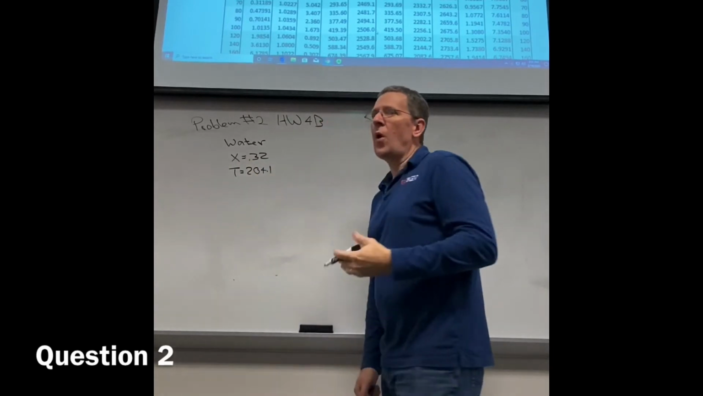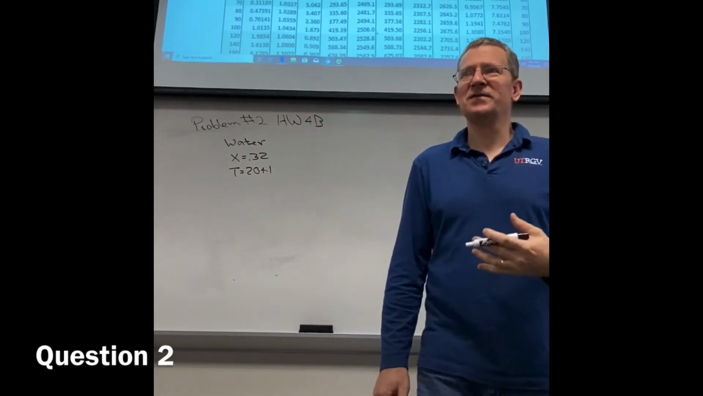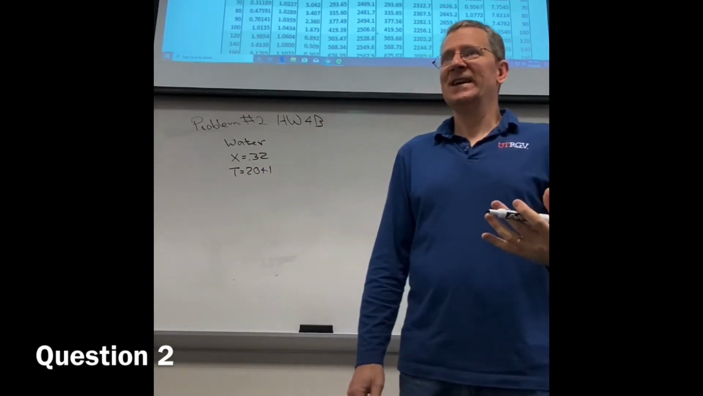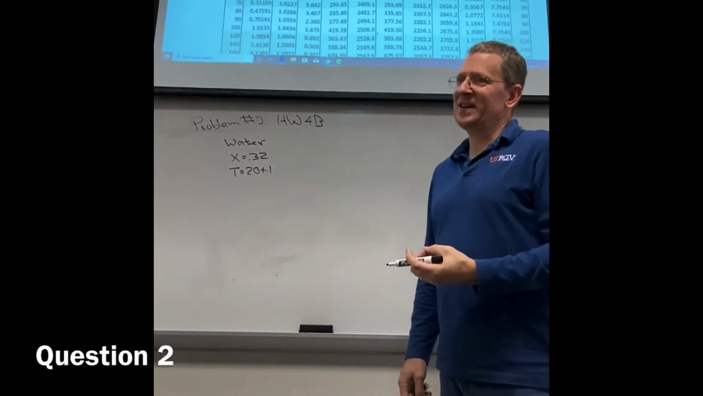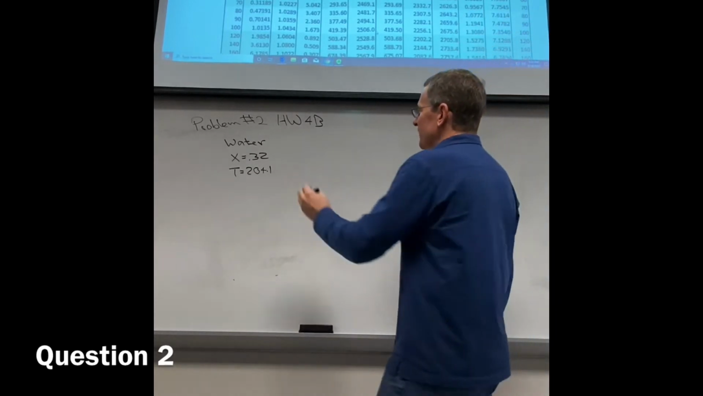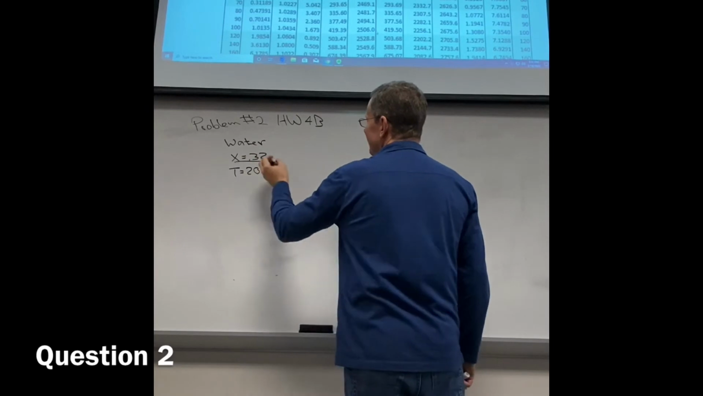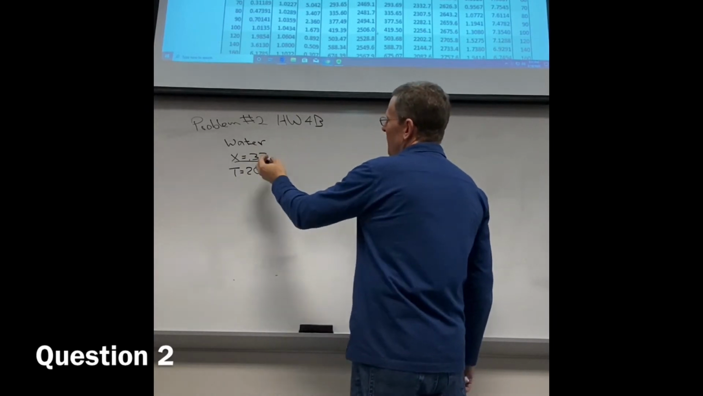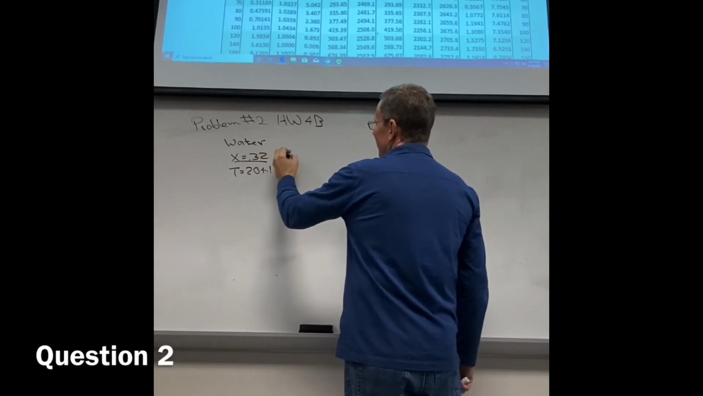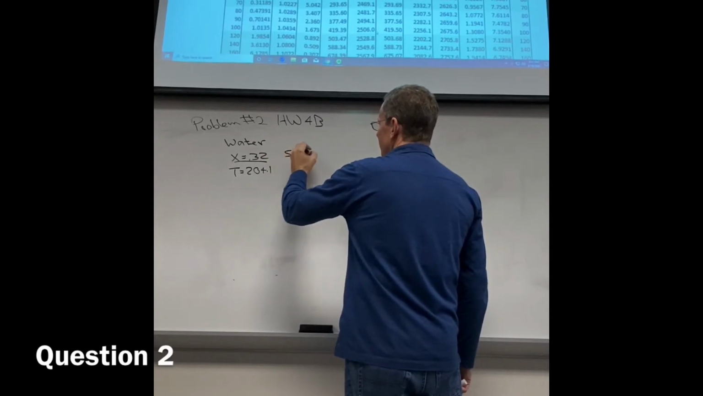Anytime a quality is given, the quality is only defined between 0 and 1. And so if quality is given, it's a saturated liquid vapor mixture. So we know because quality is between 0 and 1 and it's given, then it's a saturated liquid vapor mixture.